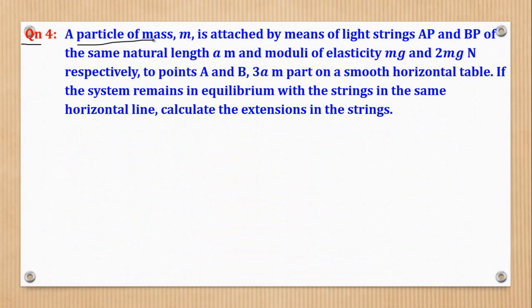Then question 4. A particle of mass m is attached by means of light strings AP and BP of the same natural length a and moduli of elasticity λ1 and λ2 respectively, to points A and B 3a apart on a smooth horizontal table. The system remains in equilibrium with the strings in the same horizontal line. Find the extensions in the strings.